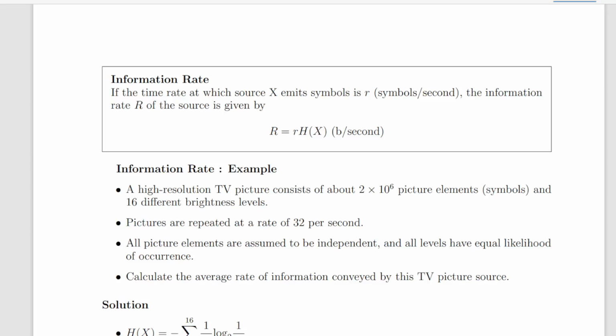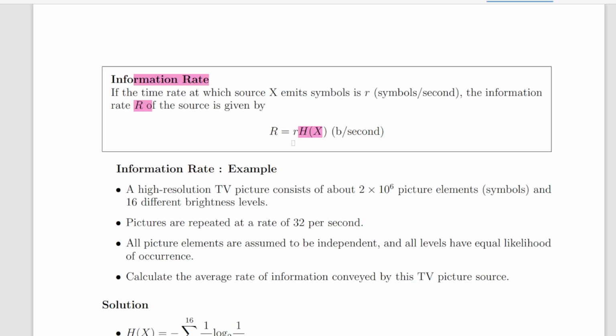In this presentation, we are going to look at information theory, and in particular we're going to look at information rates, the average information rates. If the time rate at which a source X emits symbols is small r symbols per second, the information rate, capital R, of the source is given by the following expression: capital R equals small r times H(X) bits per second. H(X) is the entropy, and small r corresponds to the symbols per second.